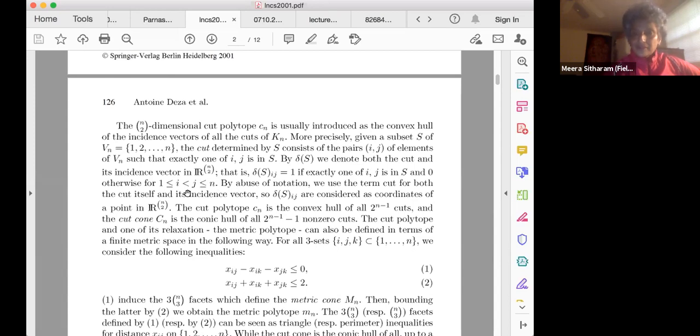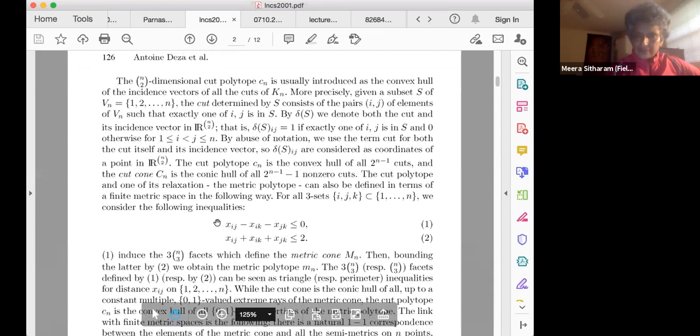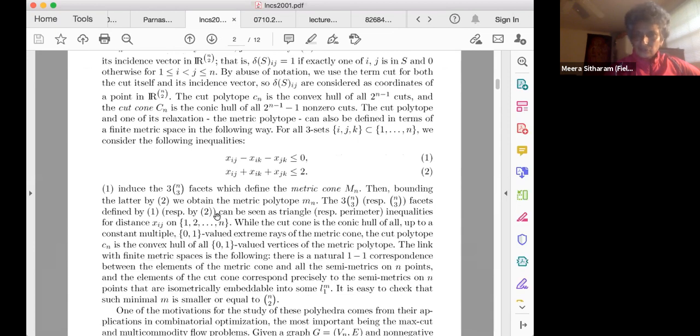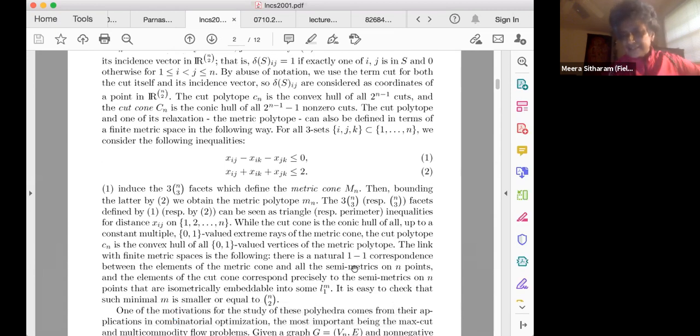So now you can think of the convex hull of that set of vectors, and that's called the cut cone. It turns out to be essentially identical to the metric cone. There's a one-to-one correspondence between the metric cone and all the semi-metrics, and semi-metric just means some of the distances can be 0. That's all semi-metrics mean. A metric will not allow some distances to be 0, except for the distance dii.